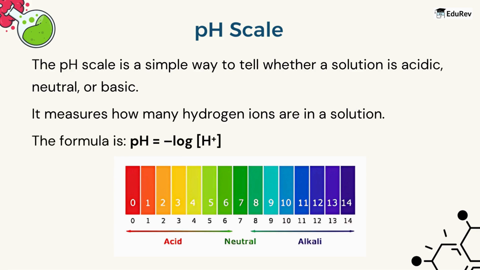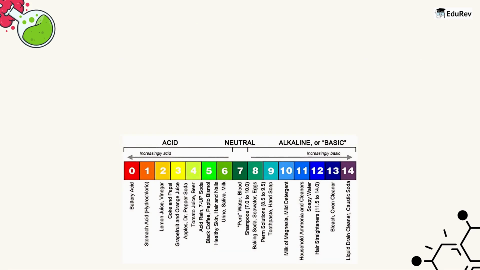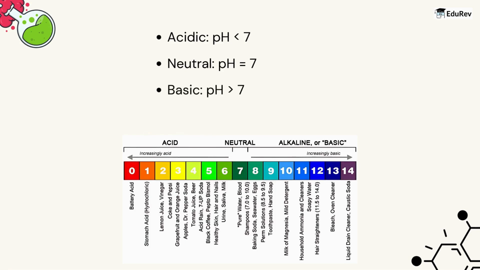The formula is pH = -log[H+], where [H+] is the concentration of hydrogen ions in moles per liter. Here's how the pH values are interpreted. If pH is less than 7, then the solution is acidic. If pH is equal to 7, then the solution is neutral. If pH is greater than 7, then the solution is basic.